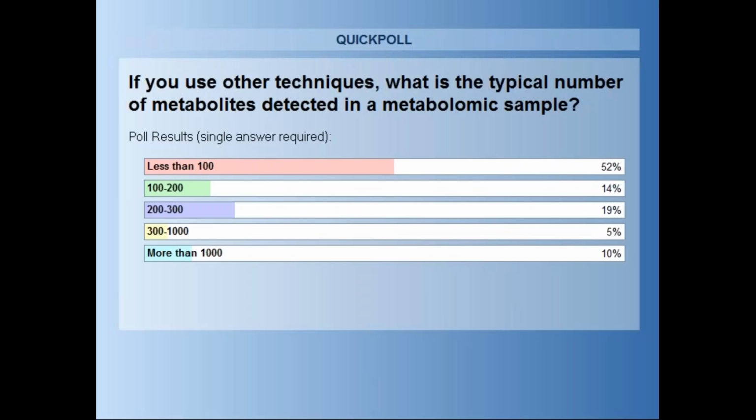If you use other techniques, mainly we were talking about CE-MS or direct injection, what is the typical number of metabolites detected in a metabolomic sample? Heavily weighted to less than 100, but some people, again, you'd have to dissect this response to see some of the distinctions between what people are using. Any comments, Lloyd or Dr. Li?